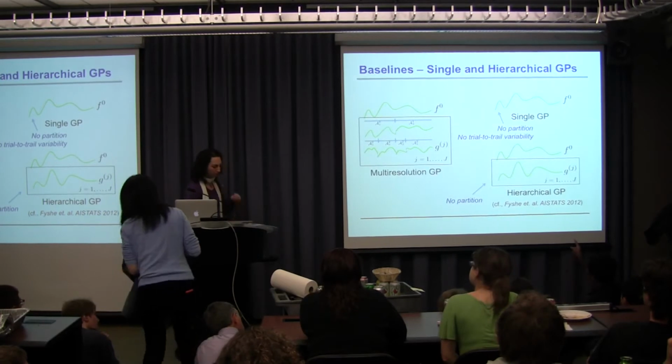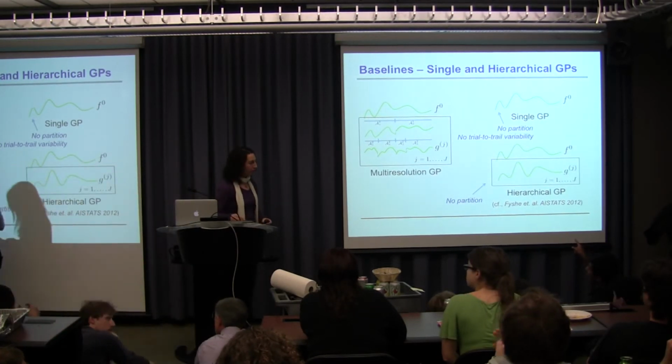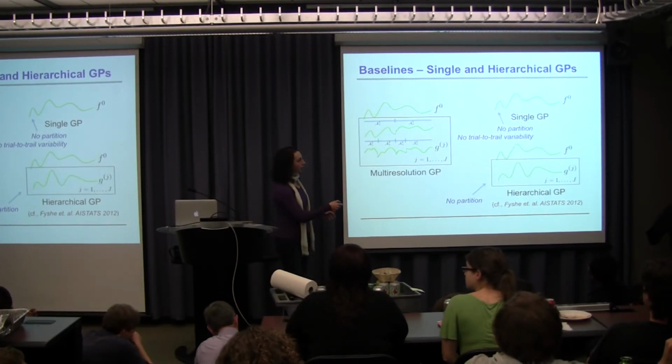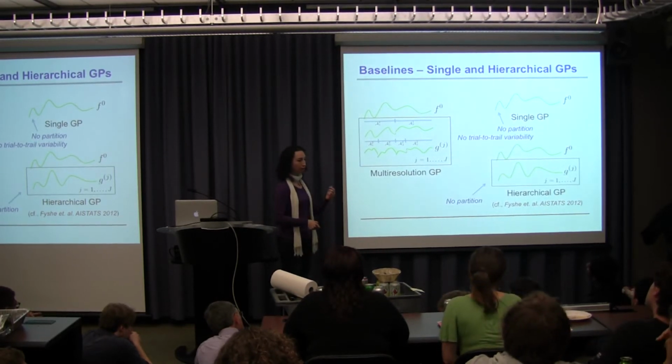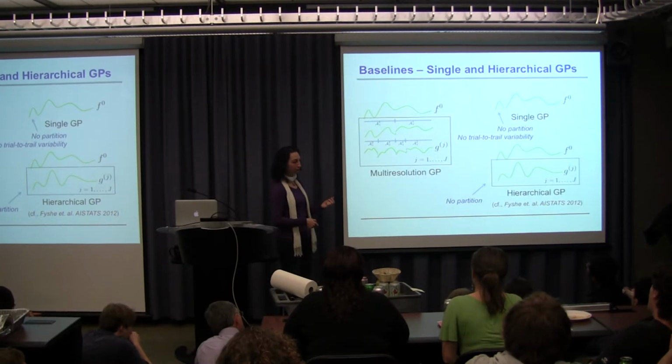Yeah. Are the covariances changing with time in these? Yeah. So each of these, every GP, every little green function you see here is a draw of a GP with a squared exponential kernel.